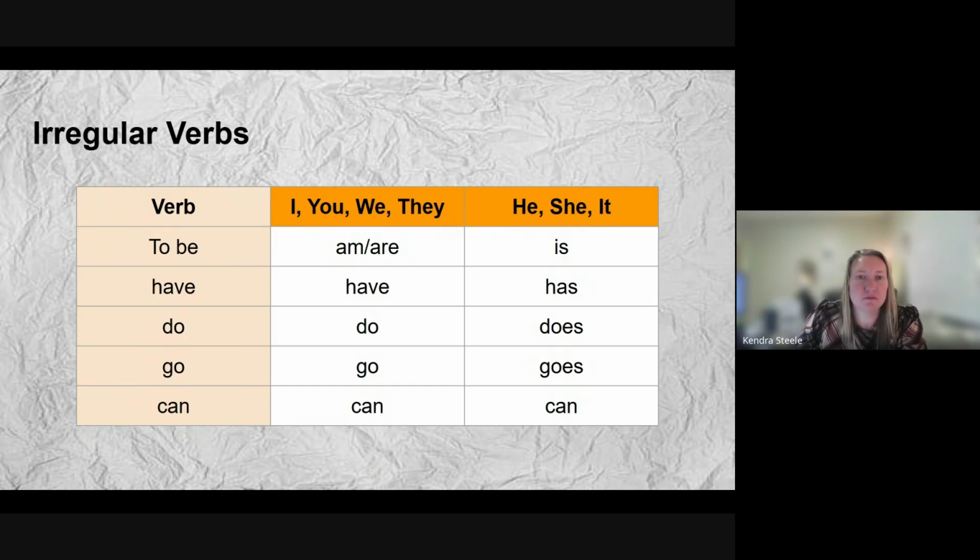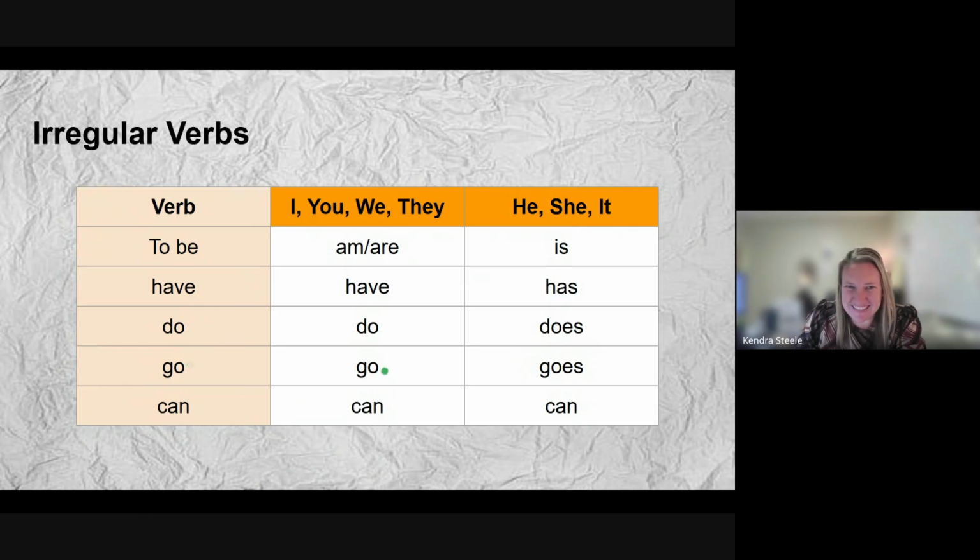Have, it's unchanged for I, you, we, they. I have, you have, we have, they have. For he, she, it changes into has. He has, she has, it has. Do does not change for these subjects. I do, you do, we do, they do. He, she, it does. Okay.